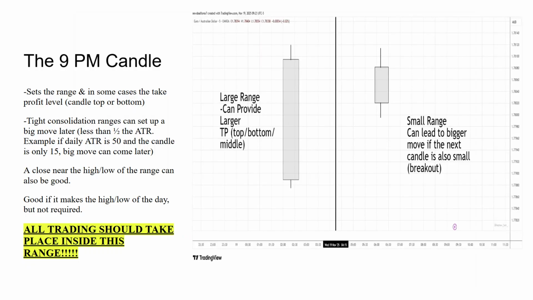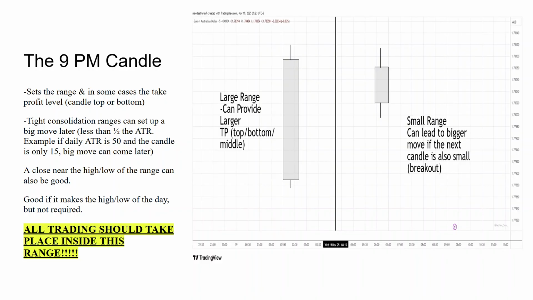So for the 9 p.m. candle, or you could say Asia, all right, you should see one of two things. You should see either a large range candle or a smaller range candle, either one of those. So it does set the trading range, top and bottom. Tight consolidation ranges can set up a big move, like if they're less than half the average true range. For example, if the average true range is 50 pips for a pair and the candle's only 15 pips, a big move can come later.